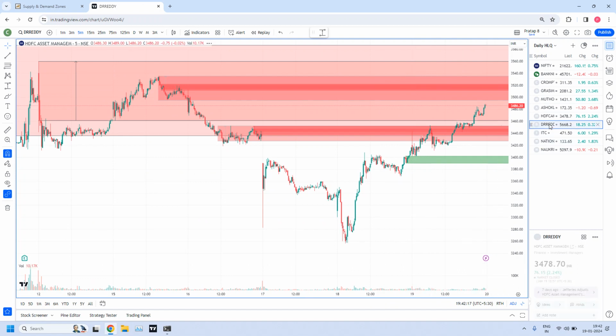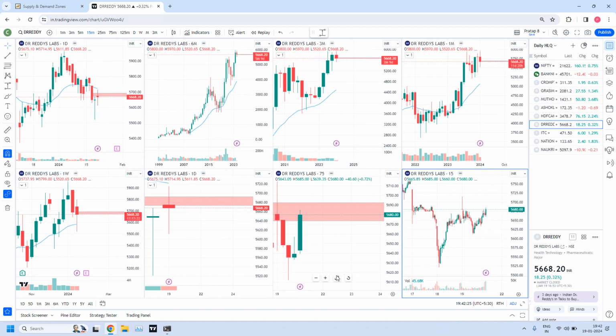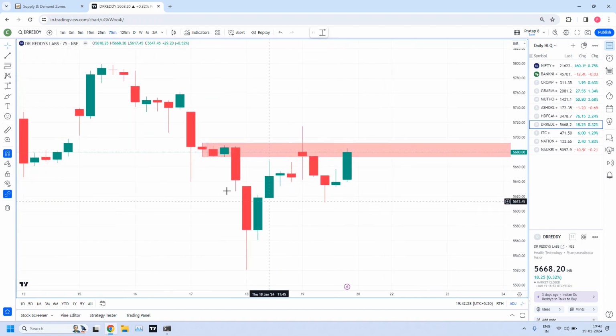Next one is Dr. Reddy. Dr. Reddy's zone will be violated, we know. You know when a zone will be violated, you know the reasons. As per those reasons, first let me show you. Dr. Reddy has a 75-minute zone. Drop, base, drop. See, today morning itself it is violated.